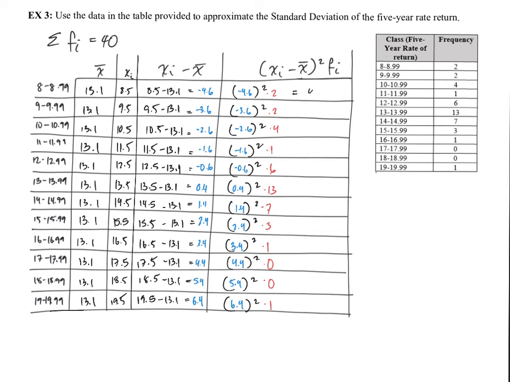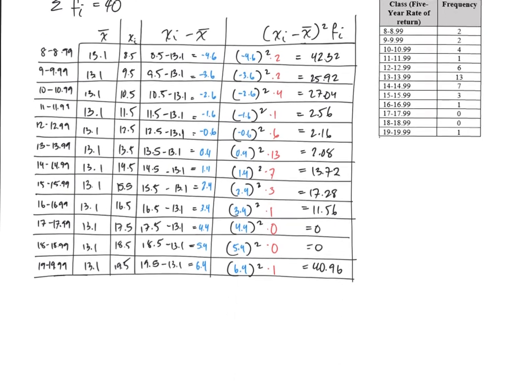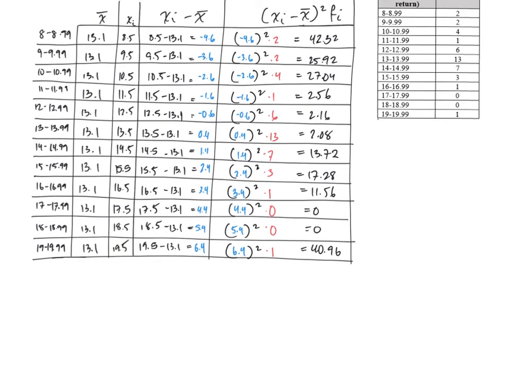And what do we get when we work these out? We'll get 42.32, 25.92, 27.04, and I'll go ahead and fill these in. Okay, after working all that out, we get these values. And lastly, what we want is the sum.